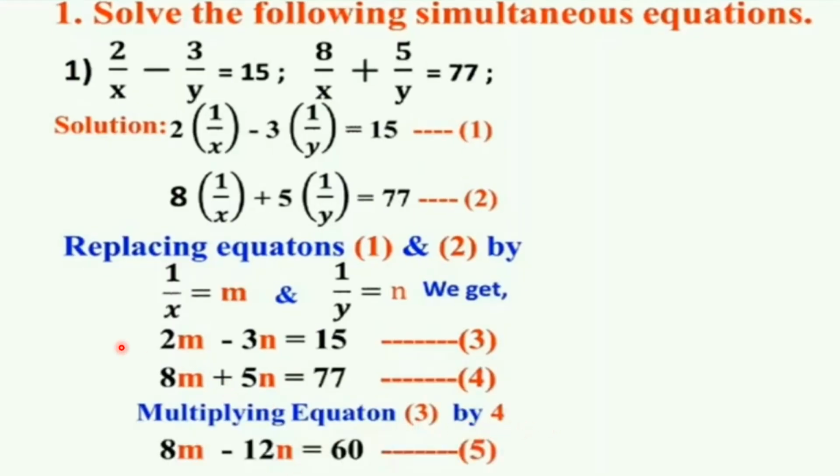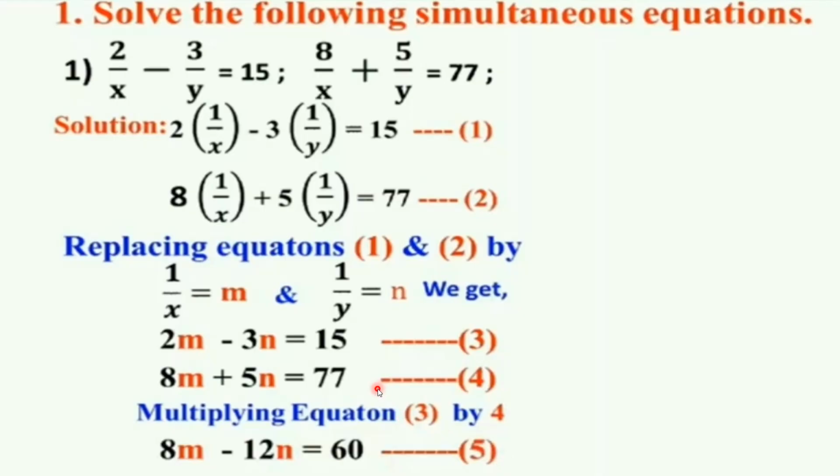If we multiply equation 3 by 4, 2 4s are 8. So now I am making the coefficient of the variable m the same. Here also 8m is there in equation 4. Now I am making equation 3 obtain the same coefficient for m. So that is the new equation. After multiplying, I am going to get 8m, and 3 4s is 12, so 12n is equal to 15 4s is 60. I will name this equation 5.